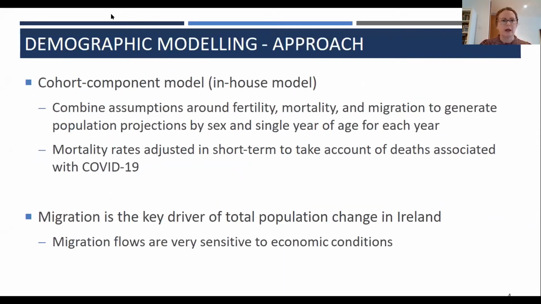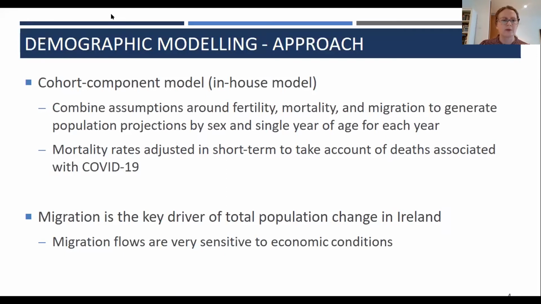So our approach in terms of modeling demographics is to use a cohort component model, which we have in-house. And essentially here you begin with a base year population and project it forward by sex and single year of age for each year on the basis of assumptions around the components of population change, which are fertility, mortality, and migration. I'll talk about the detailed assumptions in a moment, but just to note, we've adjusted our mortality rates in the short term to take account of the deaths associated with COVID-19.